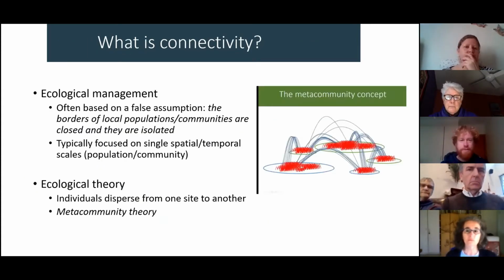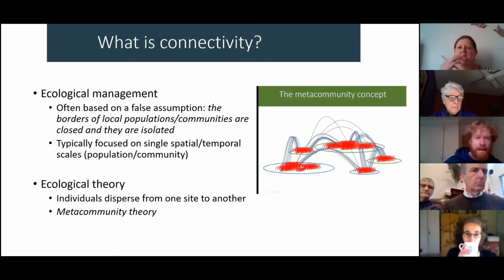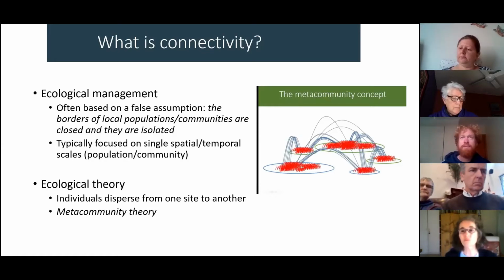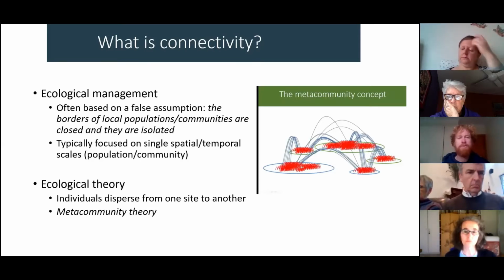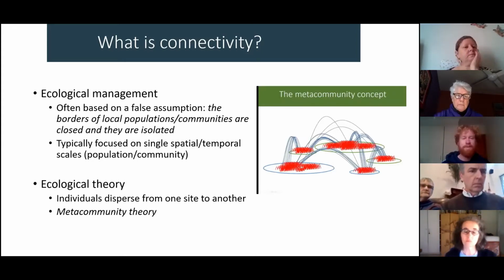So connectivity for what becomes a question. And also just more broadly, connectivity is not as we sometimes see it. So in ecological management, it is that approach where it's based on a false assumption that the borders of local populations and communities are closed and isolated, and typically focus on spatial and temporal scales. So one place, one time, looking at a population or a community. But in ecological theory, we know that individuals disperse from one site to another. So it's called meta-community theory.